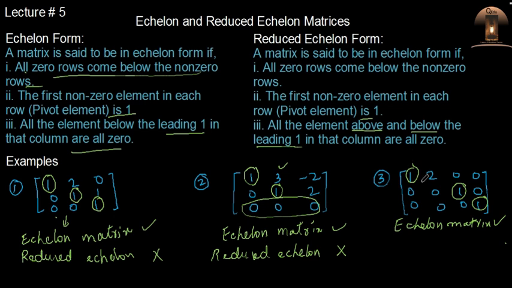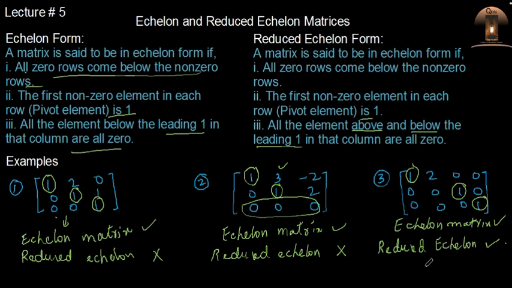Furthermore, this also satisfies the third condition of the reduced echelon form, which says that all the elements in that column below and above the leading one are 0. All the elements below the first one are 0, for the next leading one all the elements above and below are 0, and for the last leading element all the other elements in that column are 0. So now we say that this is the reduced echelon form. So among these three, the third matrix is an echelon matrix, and it also satisfies the conditions of the reduced echelon matrix. So this is also the reduced echelon form of the matrix.